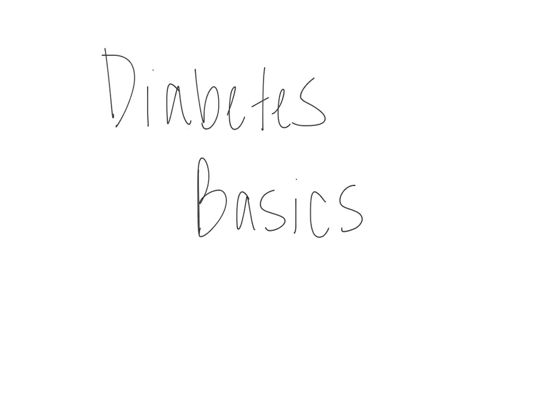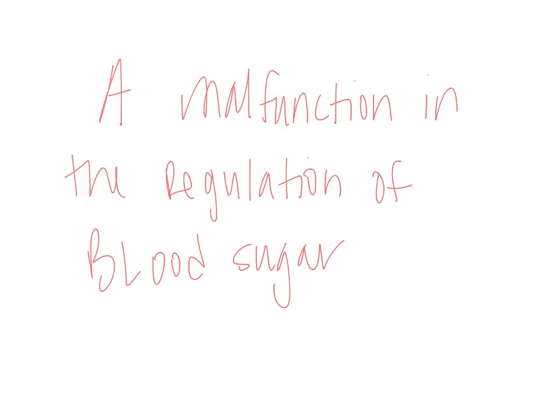Okay, this video is going to cover the basics of diabetes and what you guys need to know. Diabetes as a whole is a malfunction in the regulation of blood sugar. So make sure you realize it's blood sugar and not blood pressure. That is a common mistake. Blood sugar is where we have sugar in your blood, in your arteries and veins. So sugar is your common name. What we call it is your glucose.